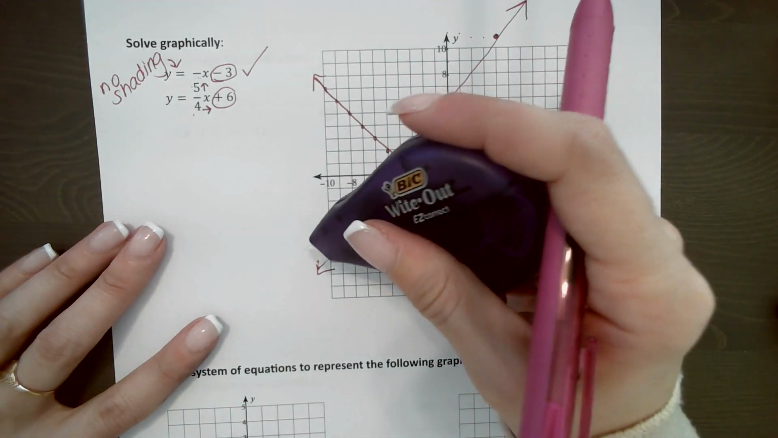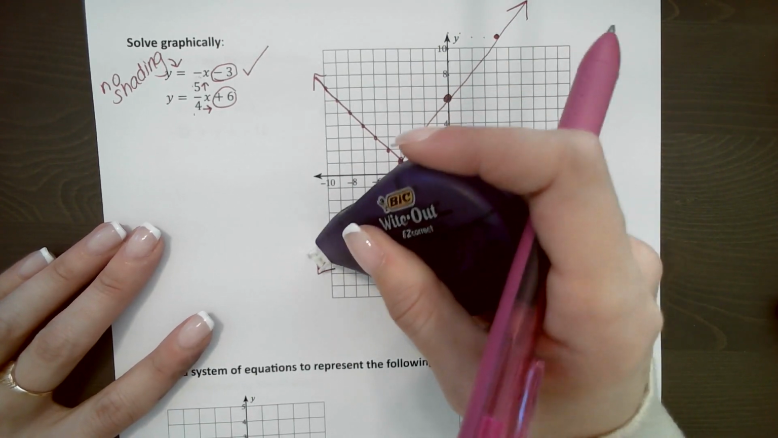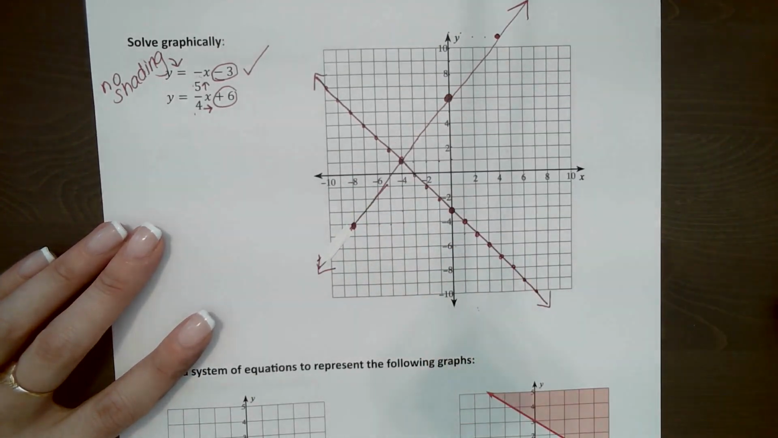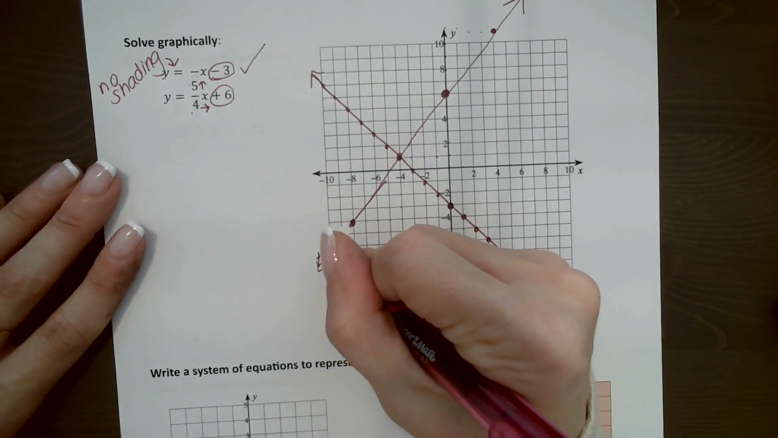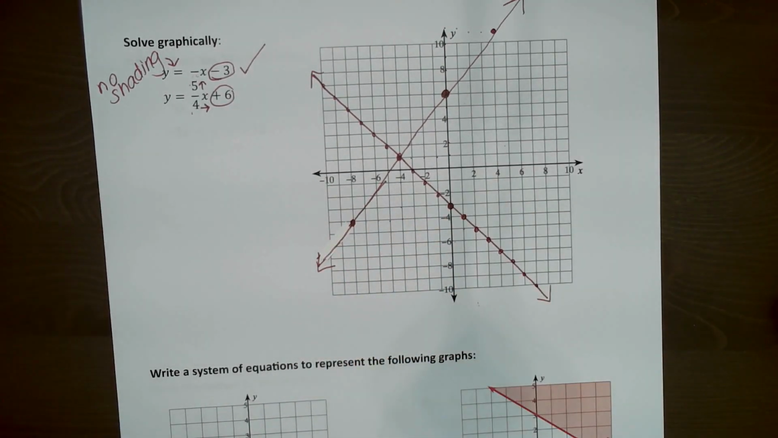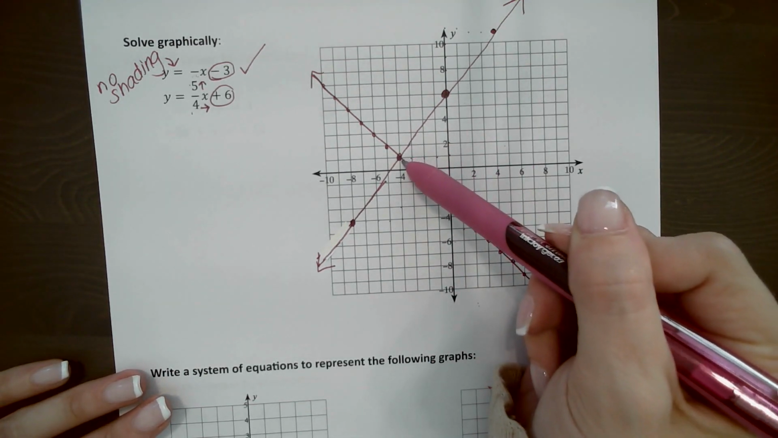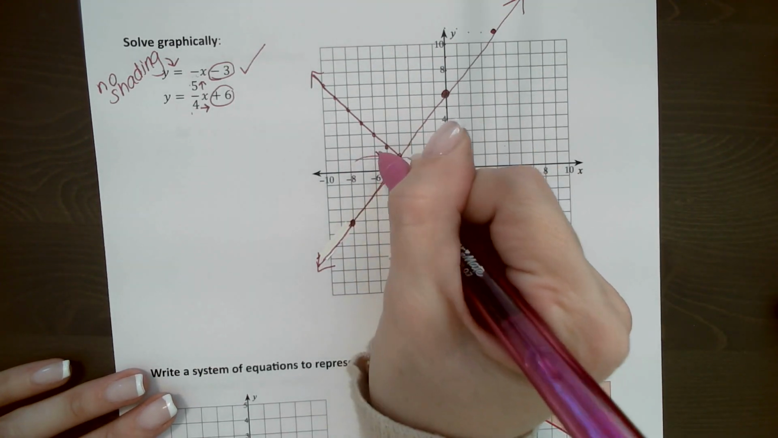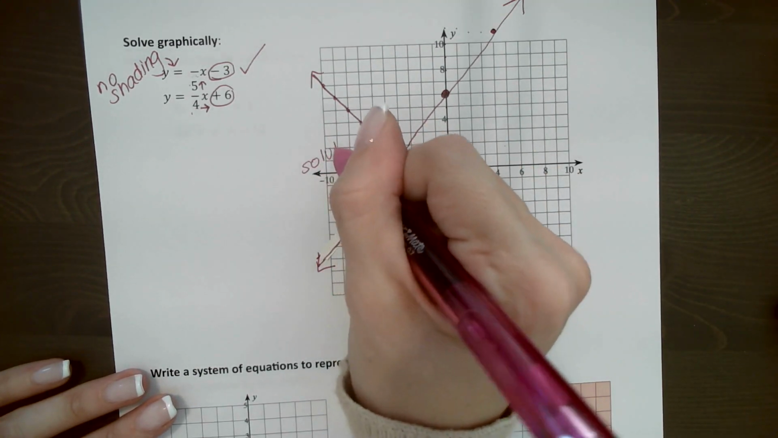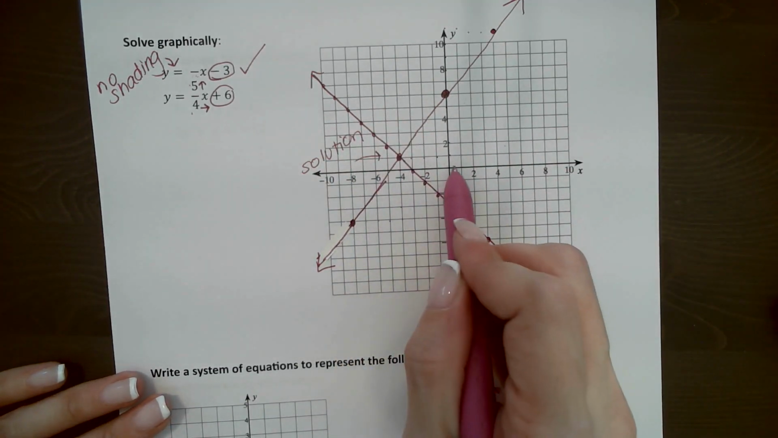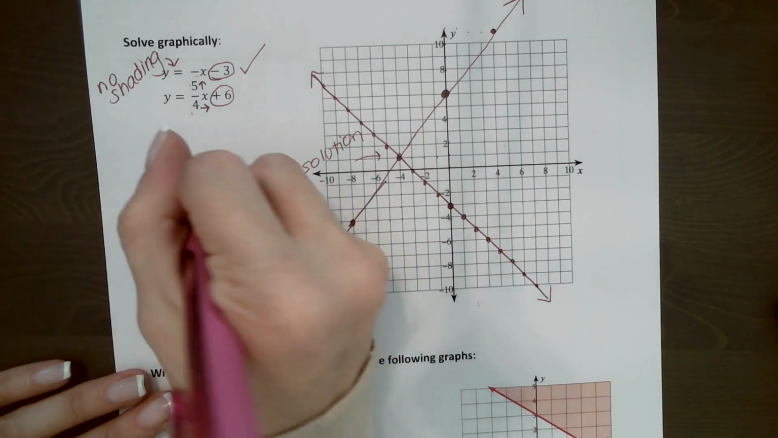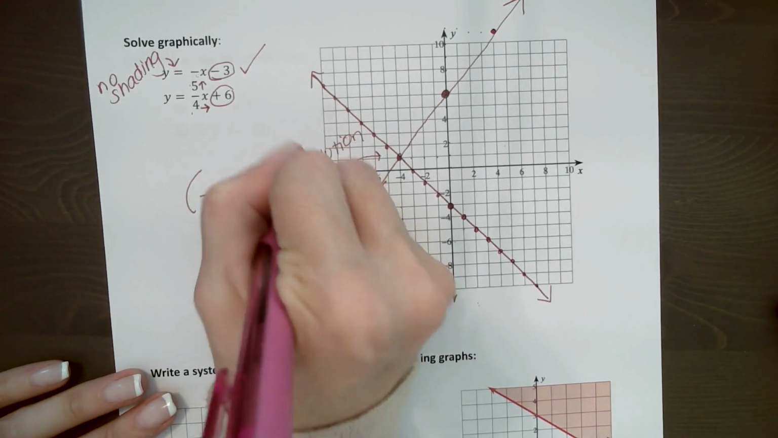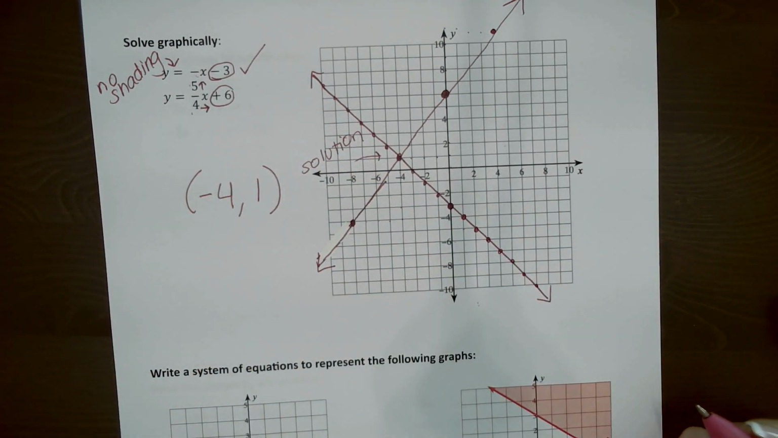And then we want to identify our solution. Now remember, when we're not working with a system of inequalities, our system of linear equations is going to have just one solution. Or it might be a special case that has no solutions or infinite solutions. But in this case, we have two lines that are intersecting at one point. So that one point is what we would call our solution. So that point is -4, 1. And that would be our final answer.